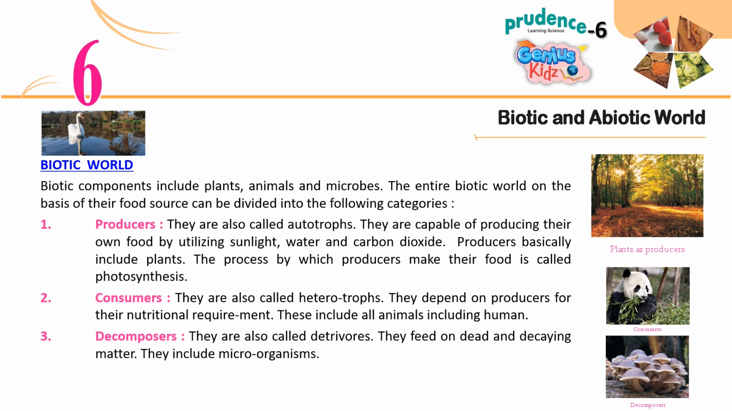2. Consumers. They are also called heterotrophs. They depend on producers for their nutritional requirement. These include all animals including humans. 3. Decomposers. They are also called detritivores. They feed on dead and decaying matter. They include microorganisms.